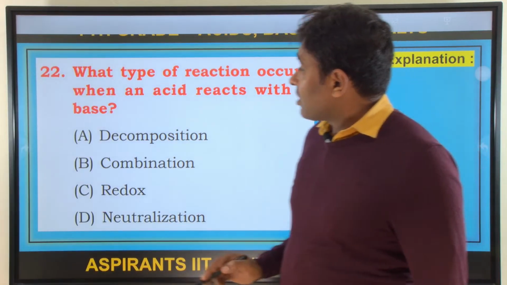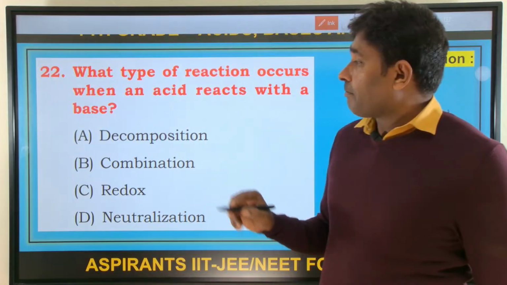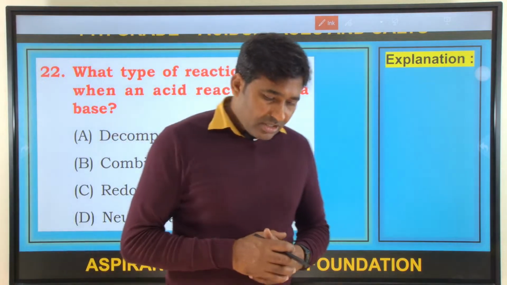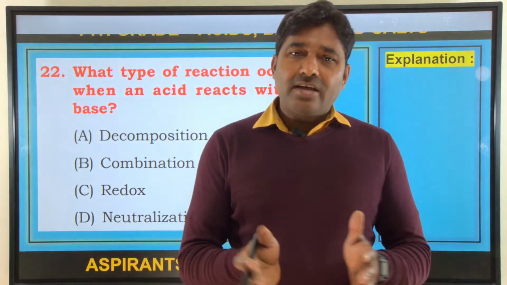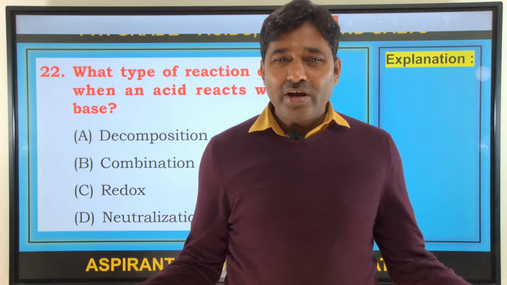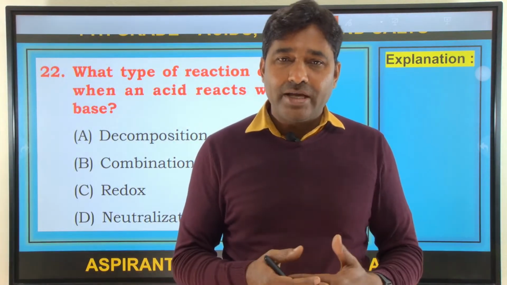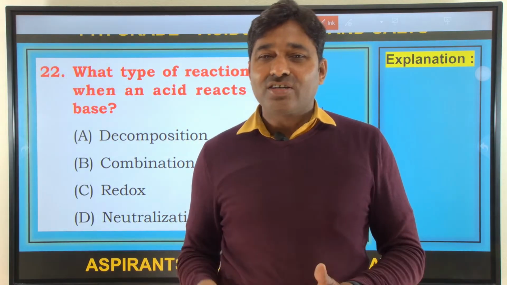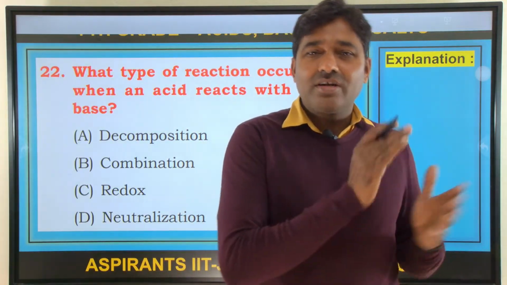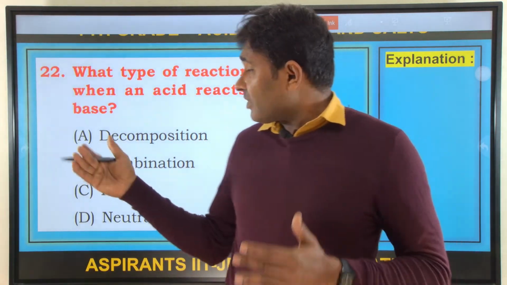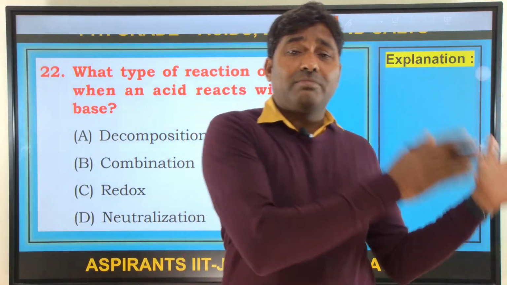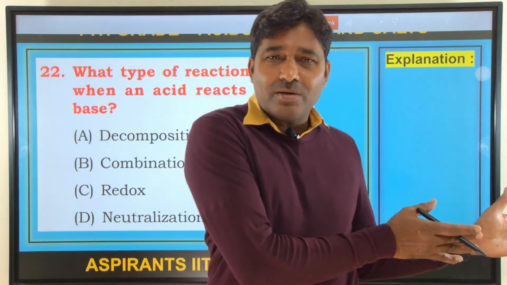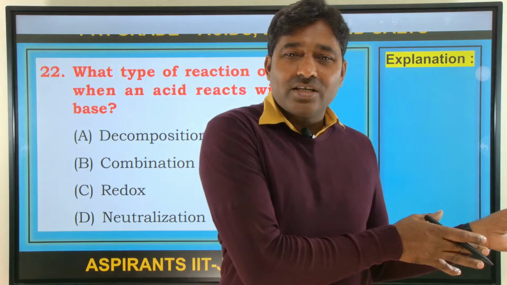Now, what type of reaction occurs when an acid reacts with a base? Generally, acid is acidic in character, and base is basic in character. When we treat the aqueous solutions of acid and base, they give rise to neutral compounds, salt and water. That reaction is called a neutralization reaction. Why? Because the acidic nature of the acid is neutralized by the base, and the basic nature of the base is neutralized by the acid. The resultant compounds are neutral, and the reaction is called a neutralization reaction.